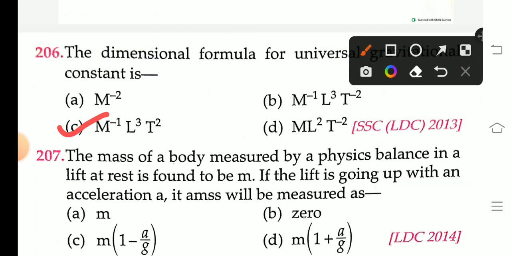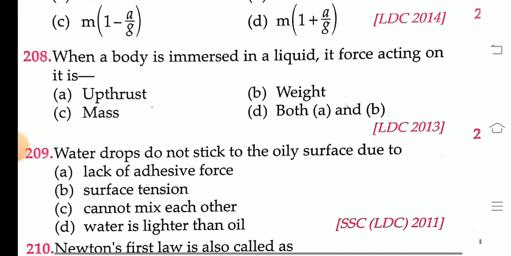Next question. The mass of a body measured by a physics balance in a lift at rest is found to be m. If the lift is going up with an acceleration a, it will be measured as m. Right answer will be option A, mass.